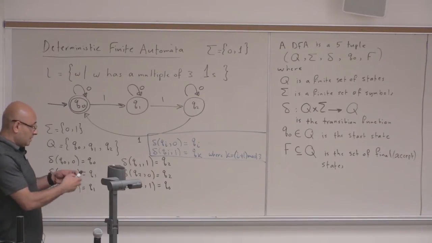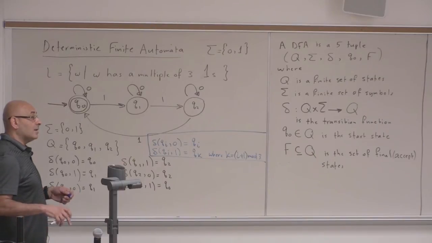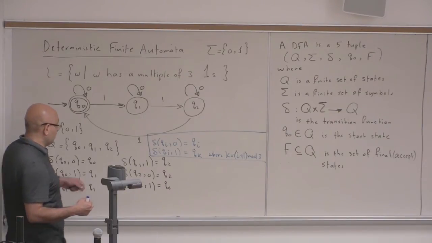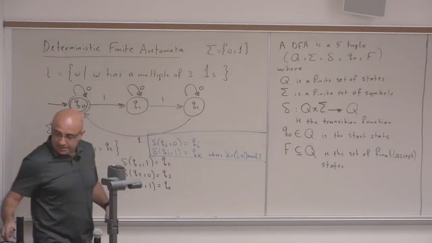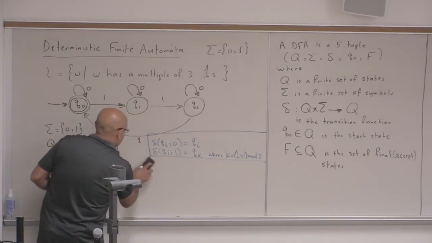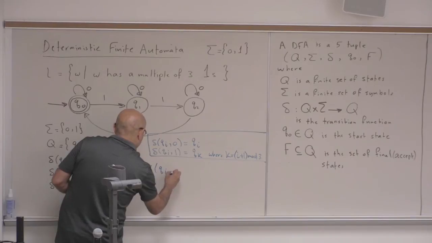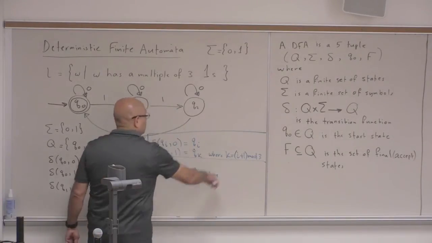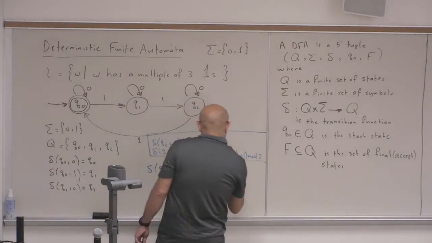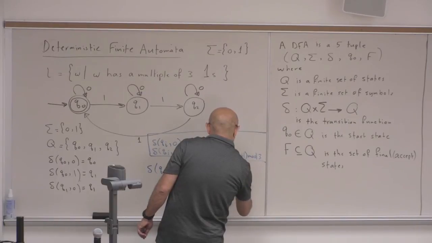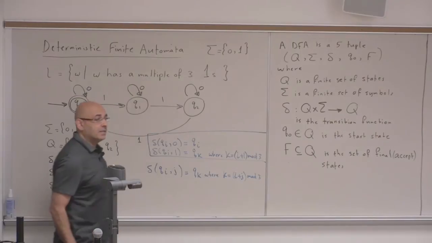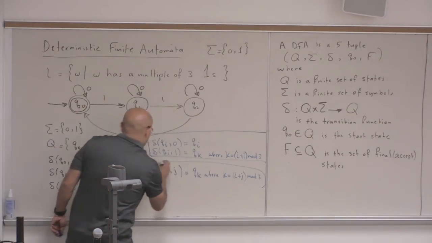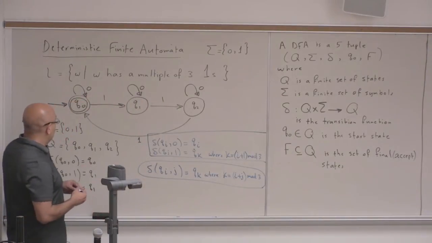So can we make it even more concise? Yeah. How? Can you write one rule? If you think of the symbol as a number, you can add it to i. Yeah, exactly. So if you think of this as a number, let me erase this then. You can put it in one rule. Delta of Qi and j is Qk, and this rule also applies to any j. So k equals i plus j mod 3. So when j is 0, i plus 0 stays i. Right? So this is the most concise way of expressing the transition function for this finite automaton.